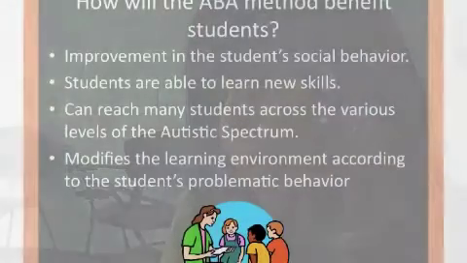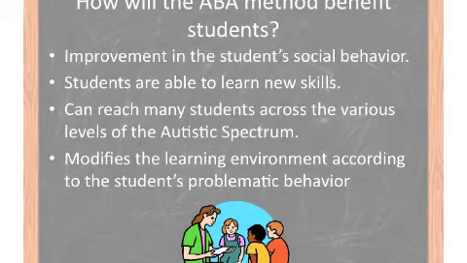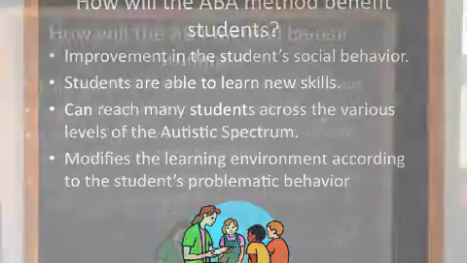How will the ABA method benefit students? Improvement in the student's social behavior. Students are able to learn new skills. They can reach many students across the various levels of the autistic spectrum, and it modifies the learning environment according to the student's problematic behavior.